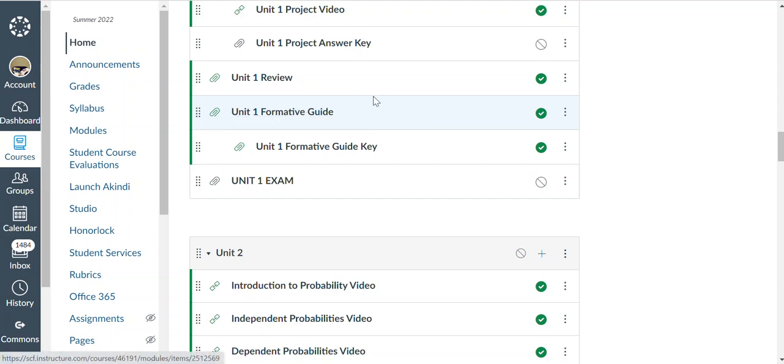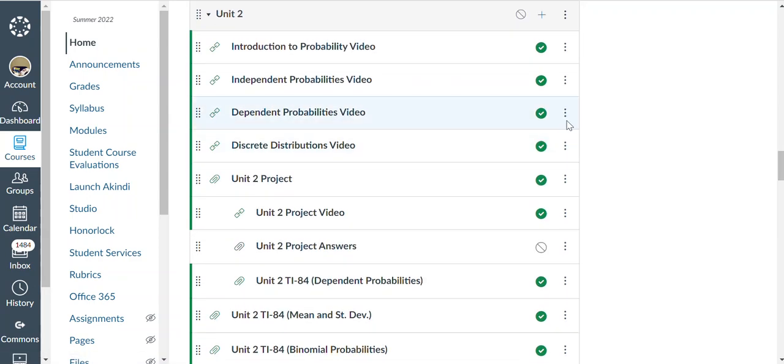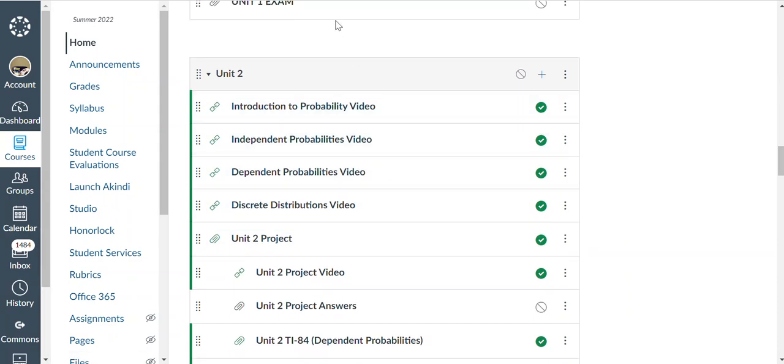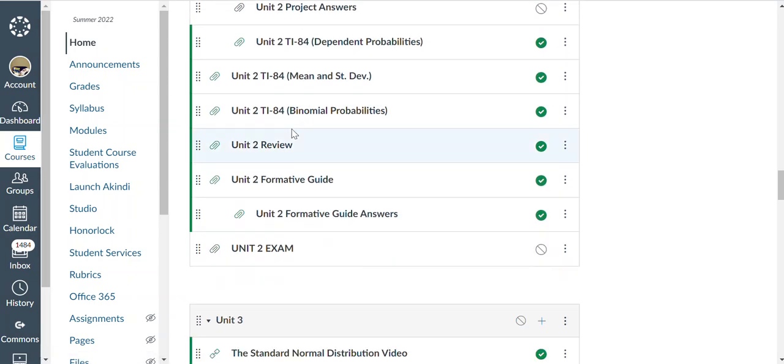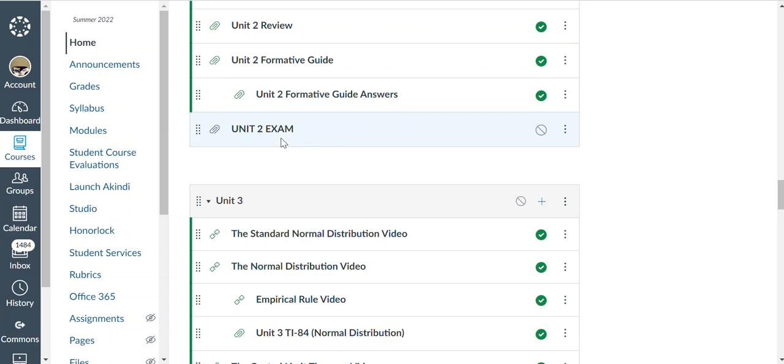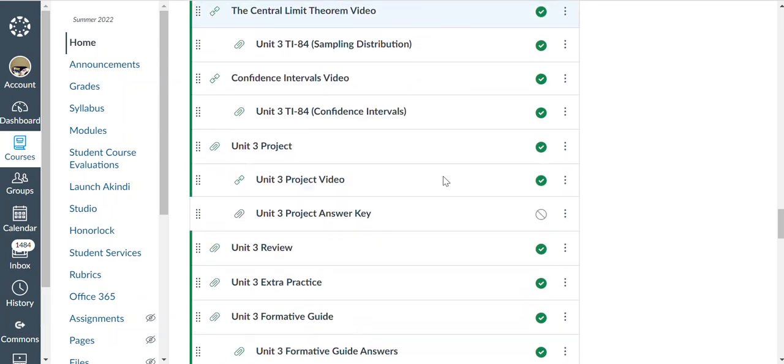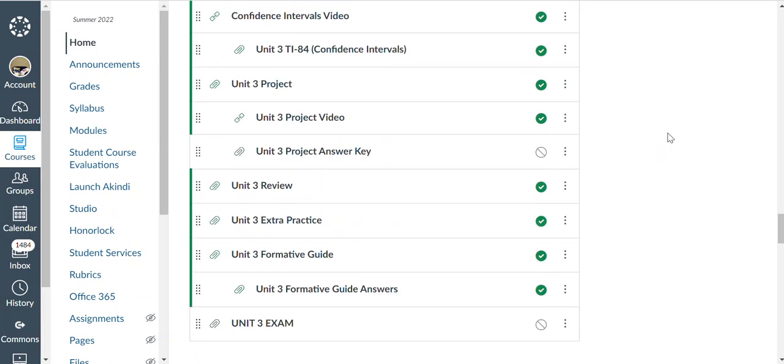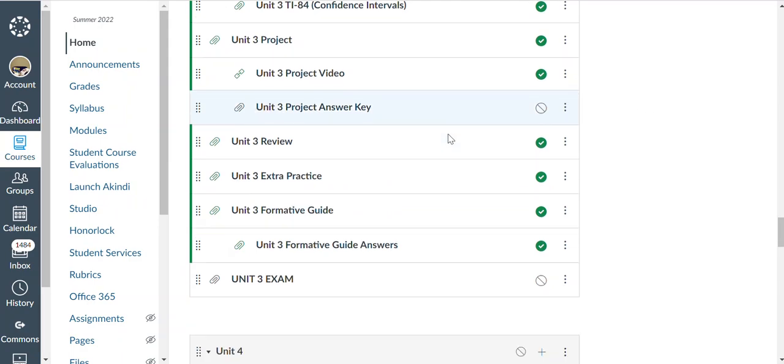Then you can take it and check your answers. You do get these answers, and then you'll know if you're ready for that Unit 1 exam. If you do well on the formative guide, you'll do well on the Unit 1 exam. And then it continues on that way each unit throughout the entire course. So videos, project, reviews, formative guides, and then your exam. And you'll also be working on the MyStatLab homework, which you get points for also.